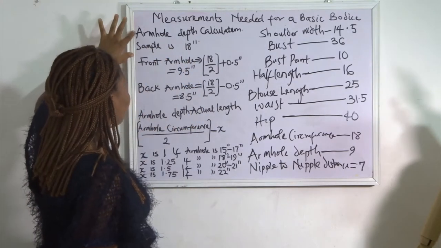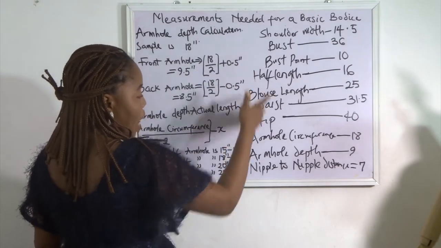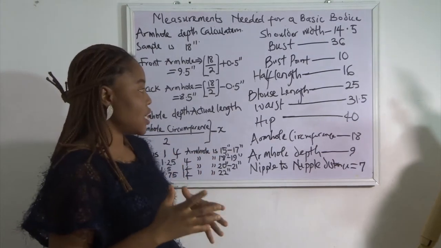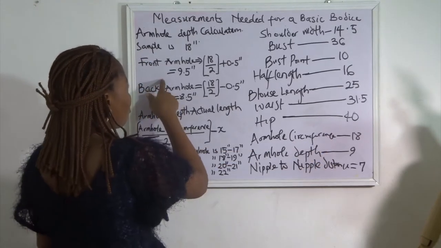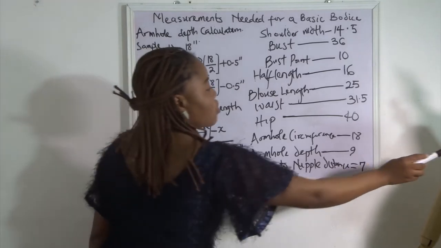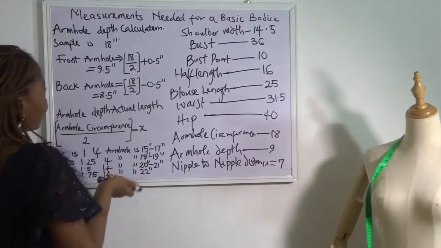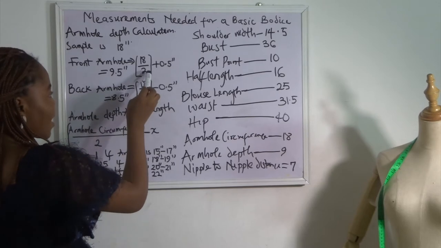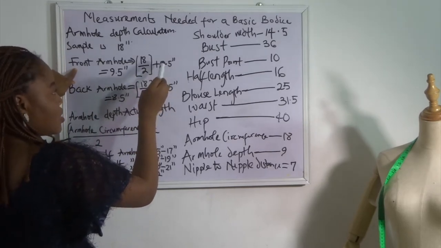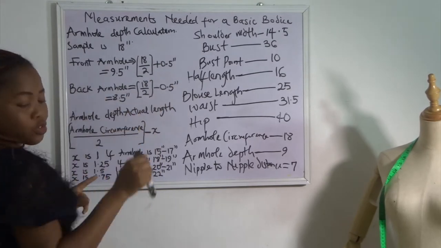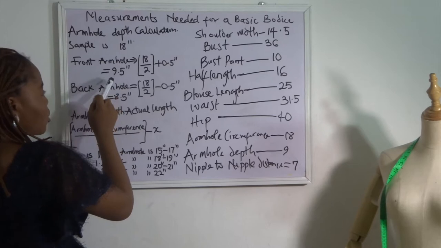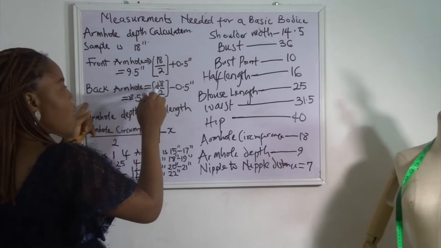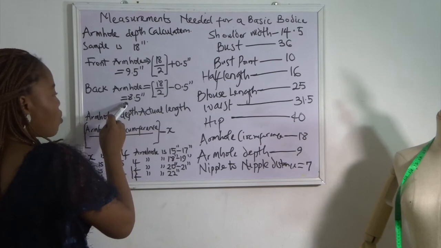First, notice the armhole depth while I was measuring was 9, but to know its actual depth and how its distribution is from this armhole circumference, I need to know the total round of what the front armhole would be. Now my own armhole is 18. So for my front armhole, the formula is armhole circumference divided by 2, then I add 0.5 inches. So when I construct my pattern, my front armhole should have 9.5 inches. And the back armhole is my armhole, 18 divided by 2, minus 0.5 inches. The back armhole is 8.5.